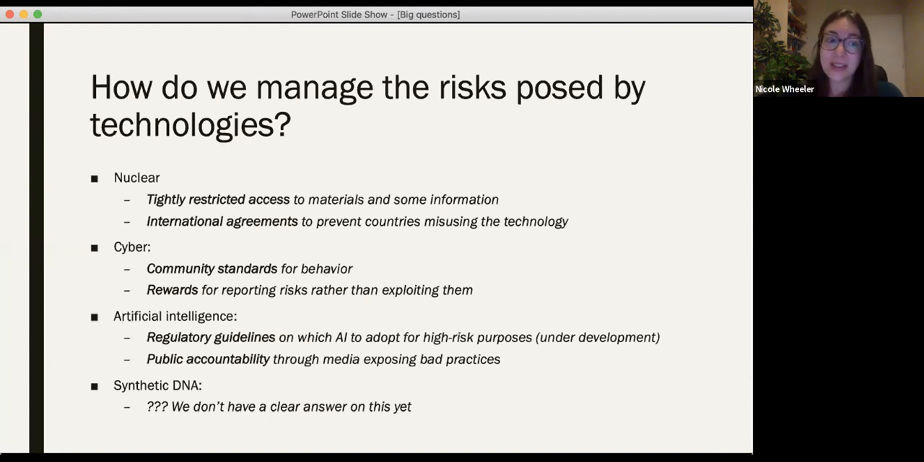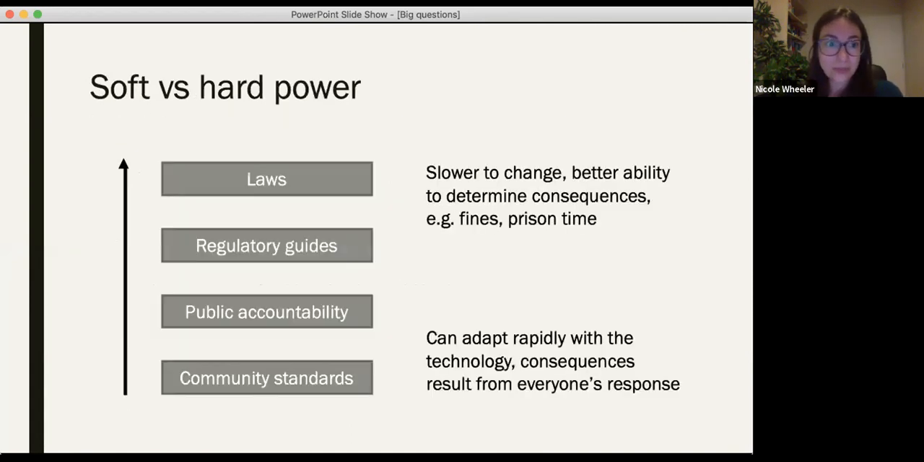So when we're thinking about synthetic DNA, there are a lot of approaches we could take, but we still haven't really got a clear answer on what the right approach is. So that's something that we're looking at the moment.